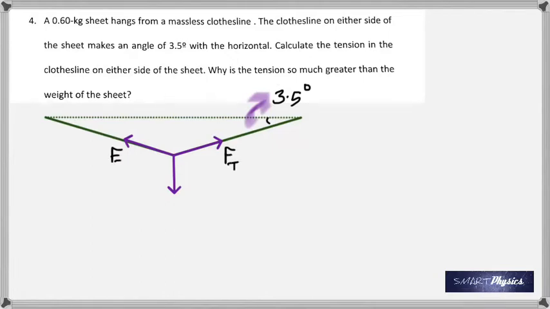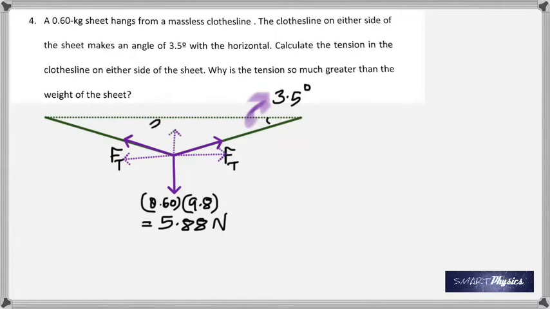And the other side is going to be Ft, and resolve this force into two components. Well, that is the weight, which is 0.6 times 9.8, 5.88 newtons. Now resolve the force, the tension, into the two components. And I'm going to get this vertical component as 2Ft sine theta. Why?